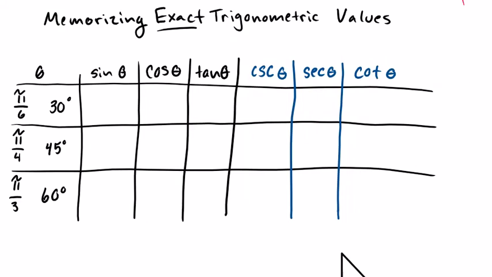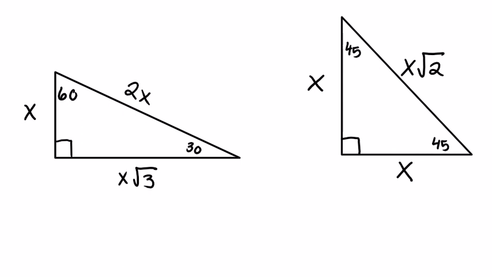Alright, so I wanted to make a short video just going over a couple of tips when memorizing the exact trigonometric values for a 30-degree angle, a 45-degree angle, or a 60-degree angle. Alright, so this flashes us back to geometry with these two special right triangles.